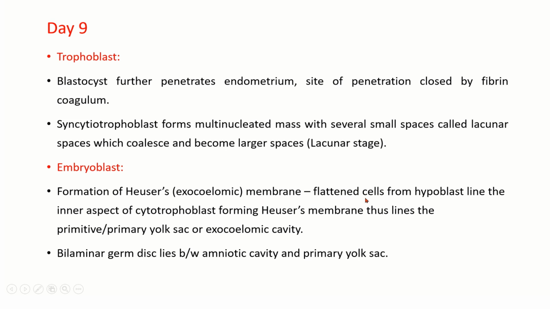The flattened cells from the hypoblast line the inner aspect of the cytotrophoblast, forming Heuser's membrane. This lines the primitive or primary yolk sac, or the exocoelomic cavity. So now the bilaminar germ disc lies between the amniotic cavity above and the primary yolk sac below.